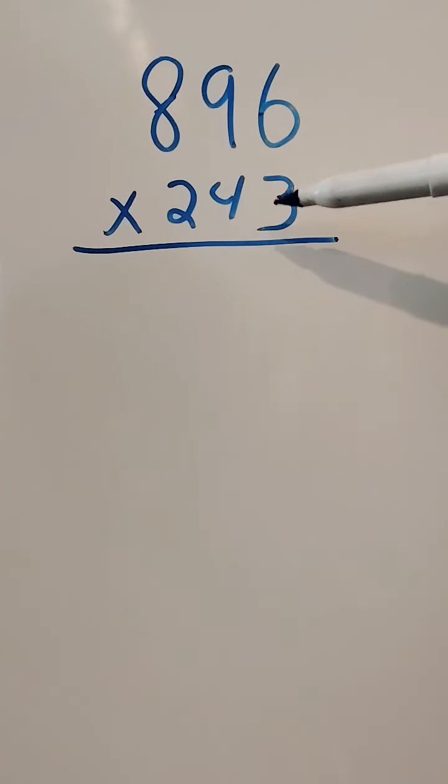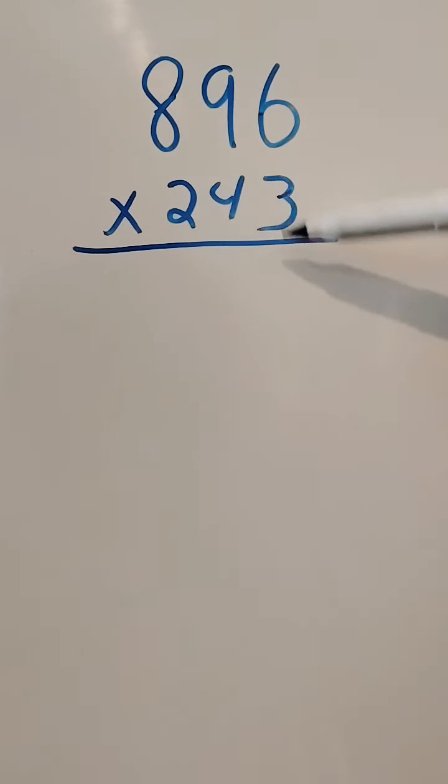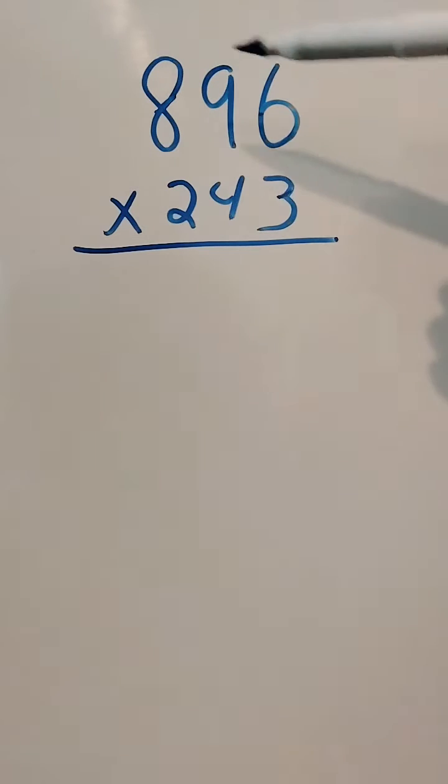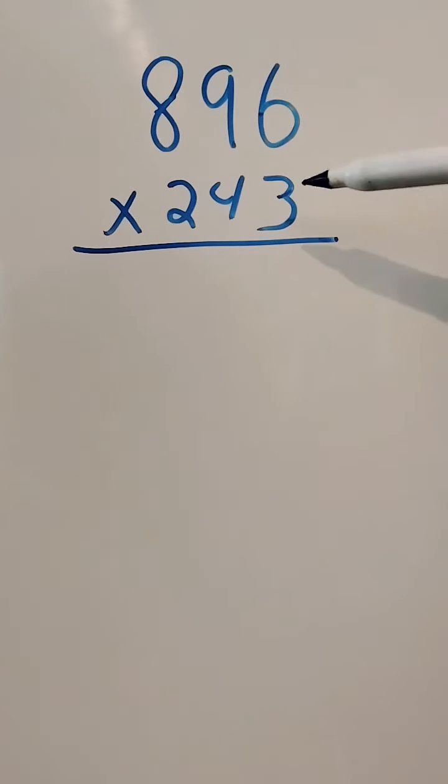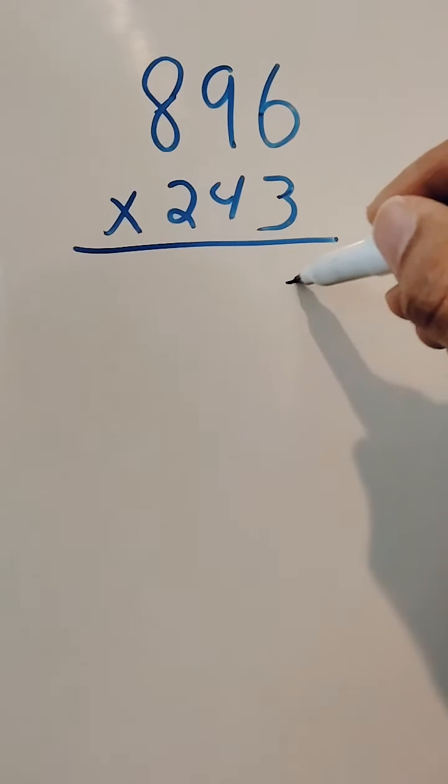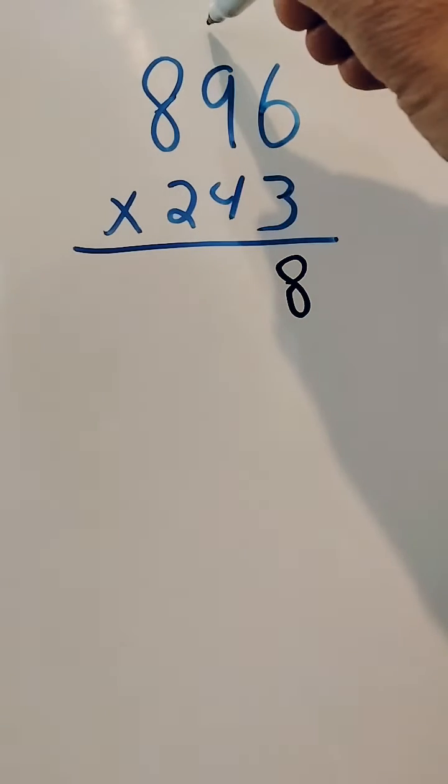So we're going to go ahead and multiply each number at the bottom, each place, the ones place, the tens place, and the hundreds place by the ones place, the tens place, and the hundreds place up top. So we're going to start at the right and the bottom here. So we're going to do 3 times 6, which is 18. We're going to carry our 1.